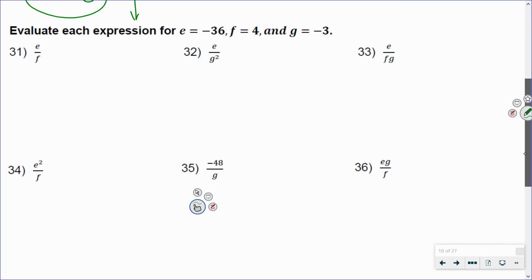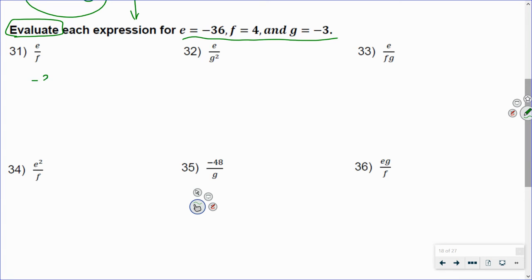Either pause and continue on with that section, or let's keep on rolling. Again, asked to evaluate where E is negative 36. You can see it right here. F is 4, G is negative 3. So negative 36 will substitute in for the numerator. Meanwhile, F will substitute in 4. Again, if I split up debt into 4 parts, it's not just 9, it's that each person owes $9.